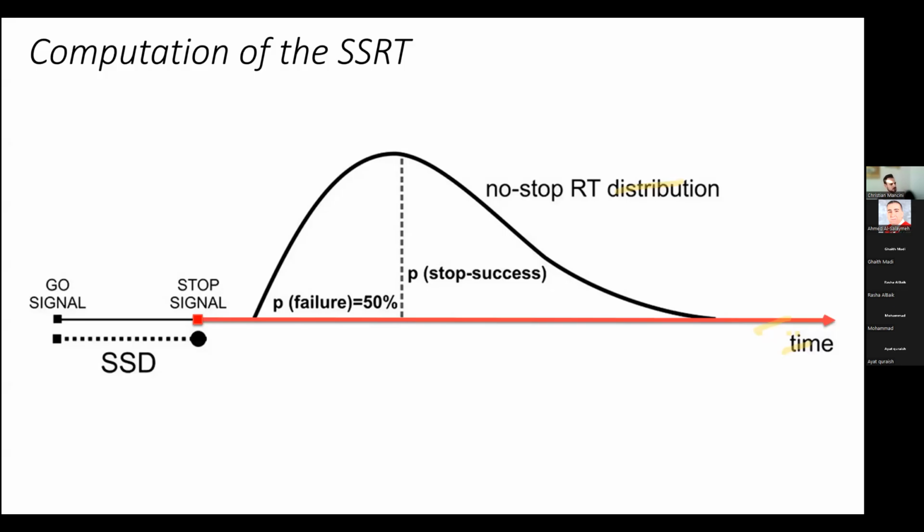because the stop process ended before the go process. And in fact, at this threshold, we can compute the stop signal reaction time. It's the difference between this threshold and the stop signal delay. That's our indirect way to compute this not overt behavior, that is the process of computation of inhibition.